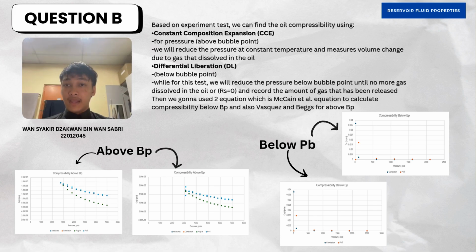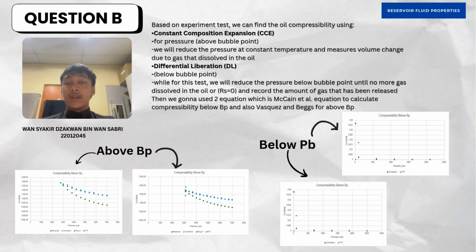And for the result, we also get four trend lines: from the measured CO from the PVT manual, correlation, plug-in, and also from the PVT equation. As you can see below, there are two different types of graph, above bubble point and below bubble point. The trend line is generally that the higher the pressure, the lower the compressibility.